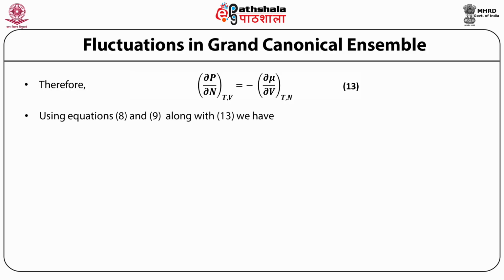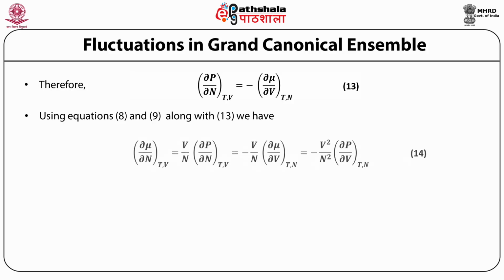Using equations 8 and 9 along with 13, we have the partial derivative of mu with respect to n at constant T and V is equal to V upon n multiplied by the partial derivative of P with respect to n at constant T and V, which is equal to minus V upon n multiplied by the partial derivative of mu with respect to V, which is equal to minus V squared upon n squared multiplied by the partial derivative of P with respect to V at constant T and n.